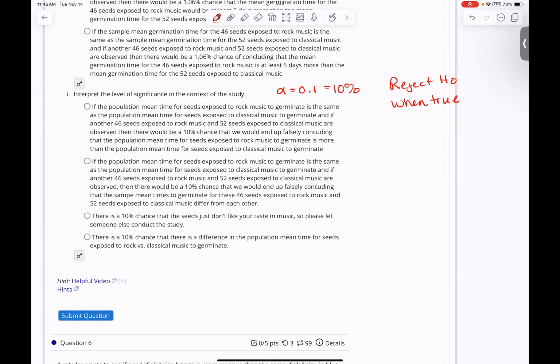So it's either the first one or the second one. If the population mean time for seeds exposed to rock music to germinate is more, it has to be this one, because that is what we were testing. We were testing if it's more. We weren't testing that they were different. And that's what this one says, that they differ from each other. So it has to be the first one.